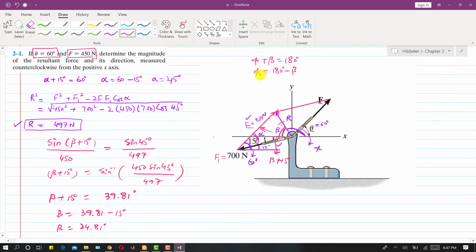So now we know beta, and we are required to find this angle, this phi. So phi will be equal to 180 minus beta, and beta is 24.81. This will give us approximately 155 degrees. So this is the angle of the resultant with the positive x-axis, and this angle is measured counterclockwise. So this is the solution of this first problem from Hibbeler 14th edition.